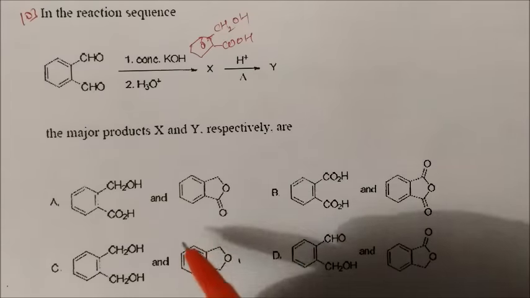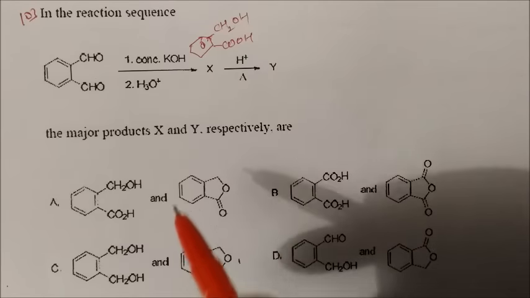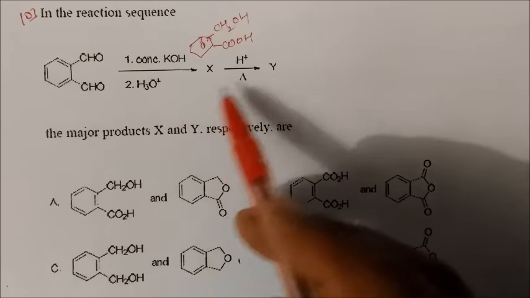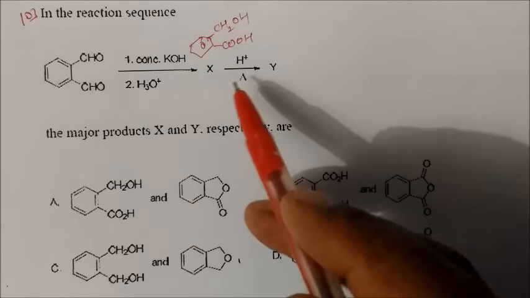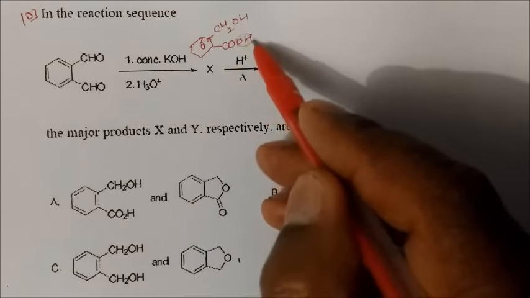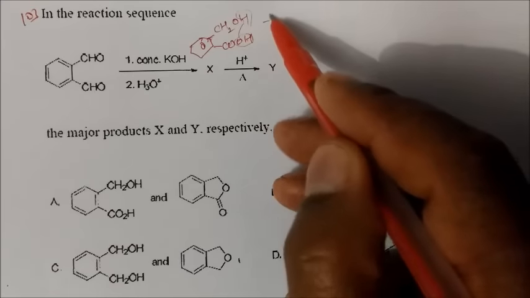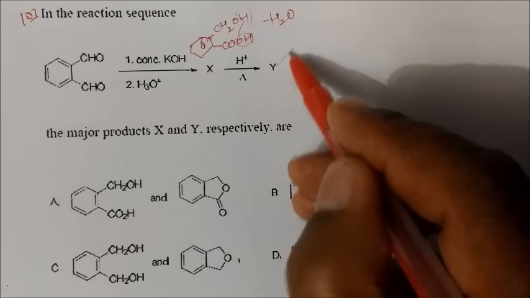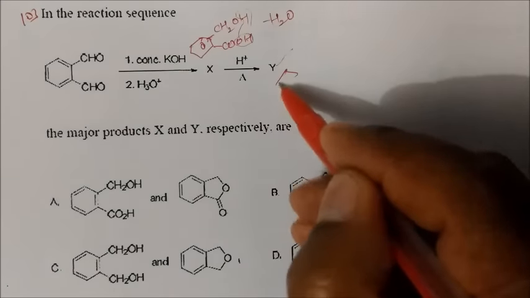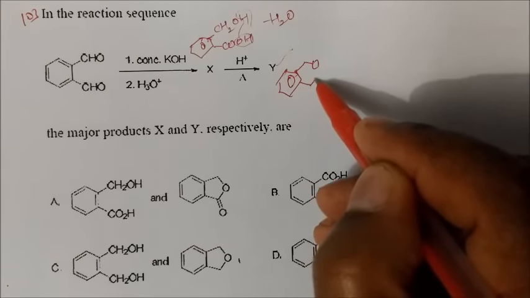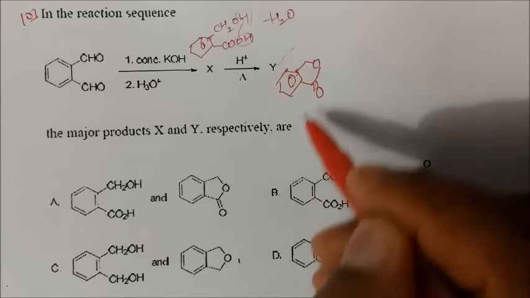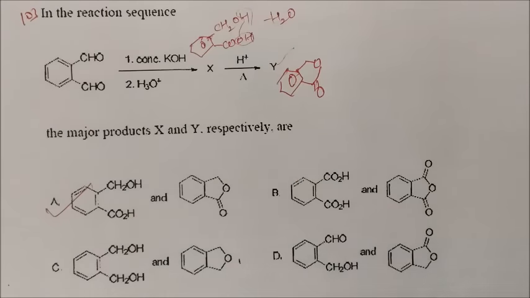Out of these two options, now we have to look at the acidic hydrogen. So this is the acidic one. In acidic condition, if you heat it, then the OH from this side and hydrogen from this side will be eliminated as water, and you will get this product. So you will get the benzene product. This is oxygen, and again this oxygen is attached with this one. So option A is correct.